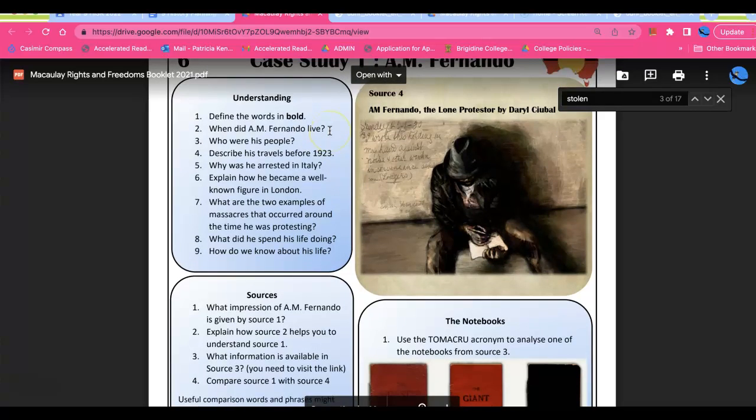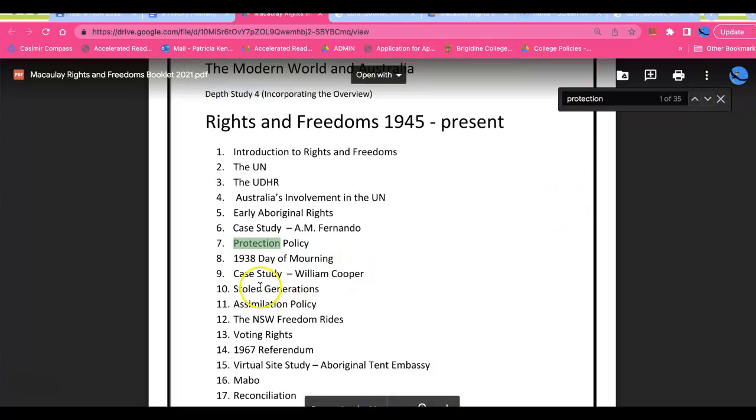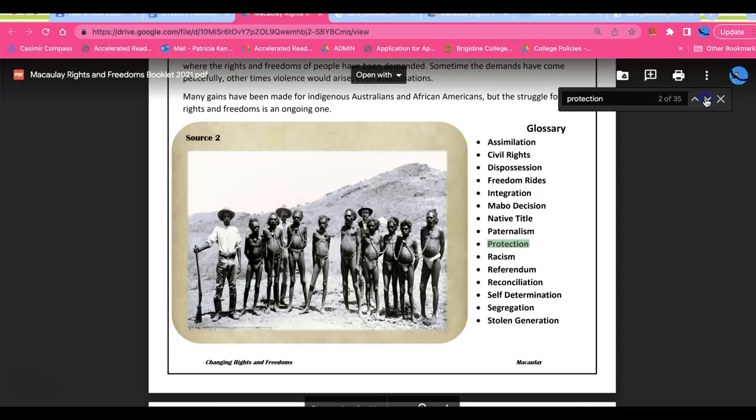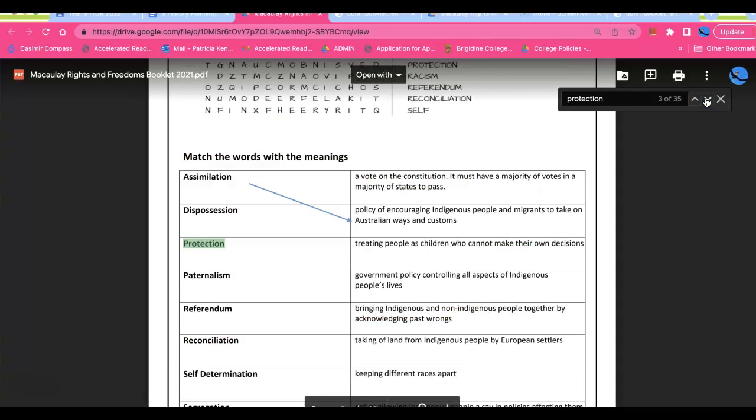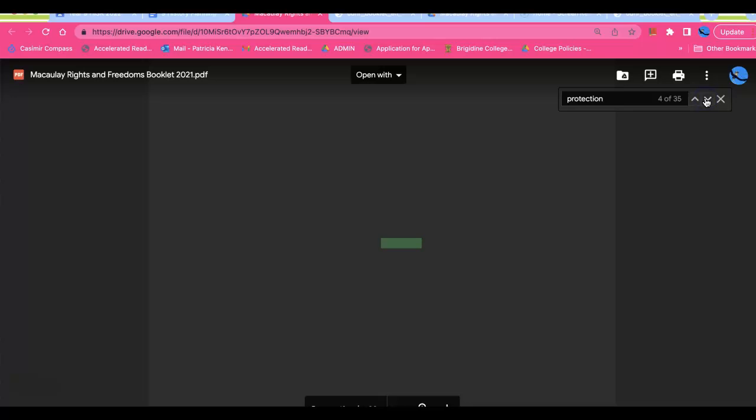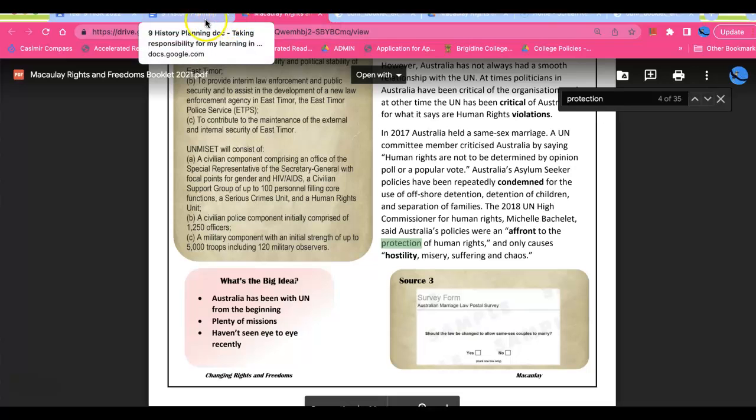What we might do is use the Macaulay document again. Lots of other resources, but I'm showing you how useful this is. Okay, so we will write Command F, and we're going to write protection. There is a chapter on the protection policy, Chapter 7. There's an activity involving the protection policy. And so on. So you can see that the Macaulay booklet is very useful.